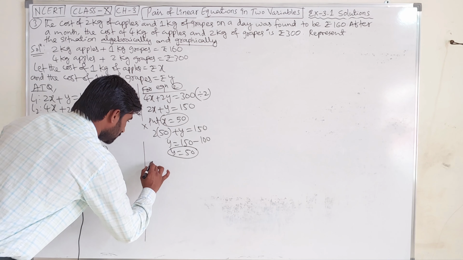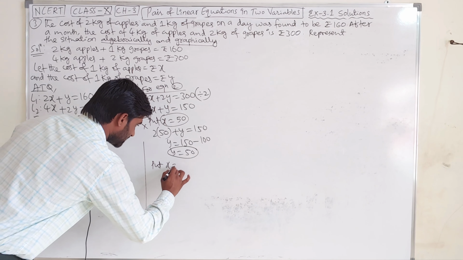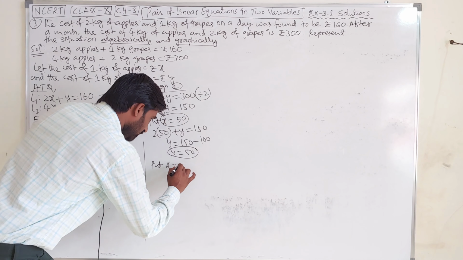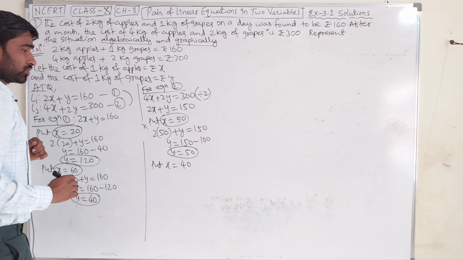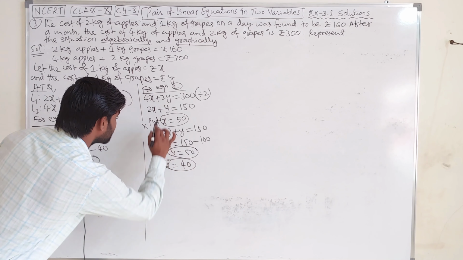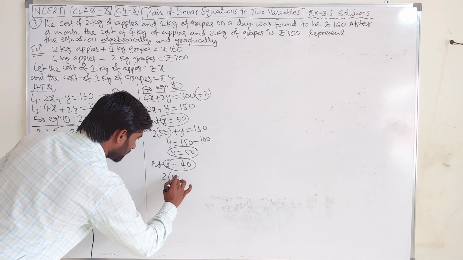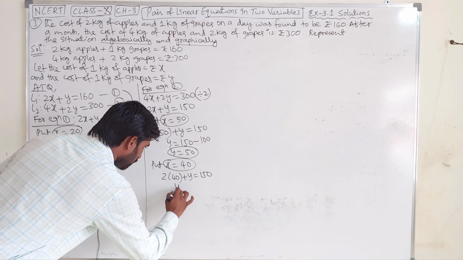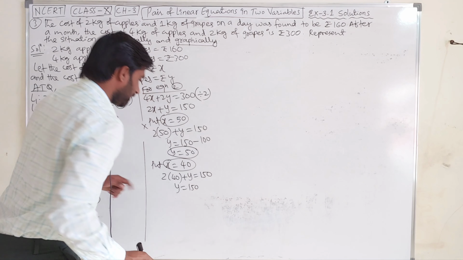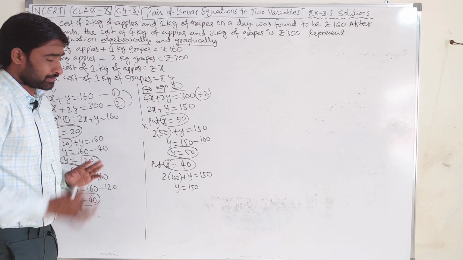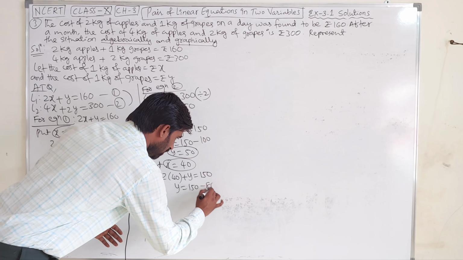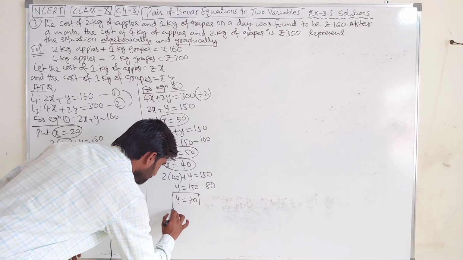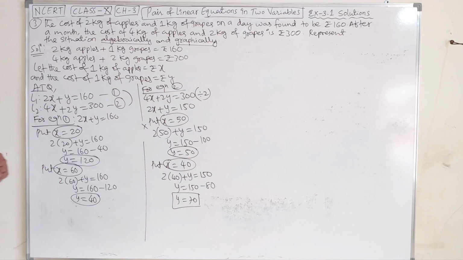Now put x equal to 40. So what will we get here? 2 into 40 plus y is equal to 150. So y will be equal to 150 minus 80. So y will be equal to 70. So these are the 2 solutions for the second equation.